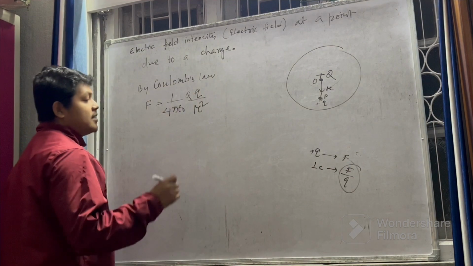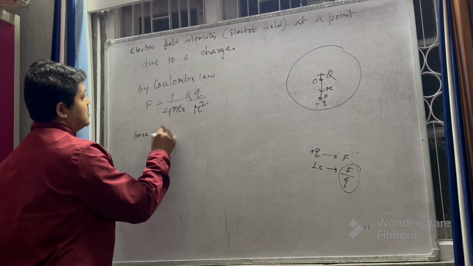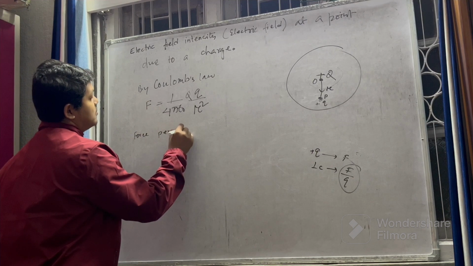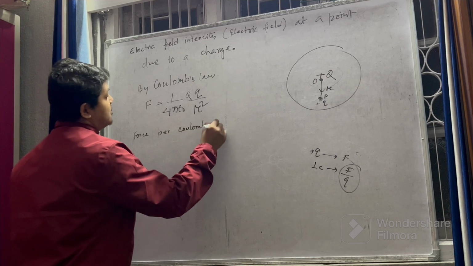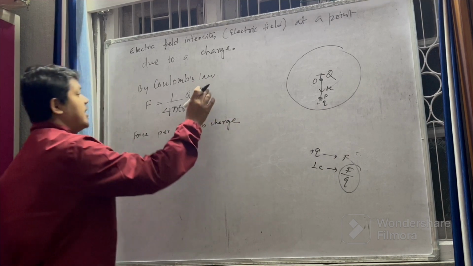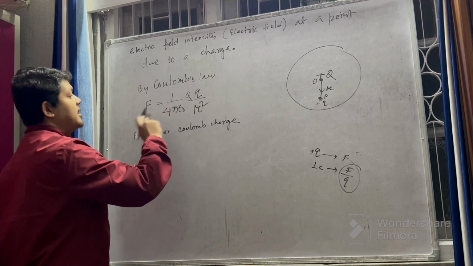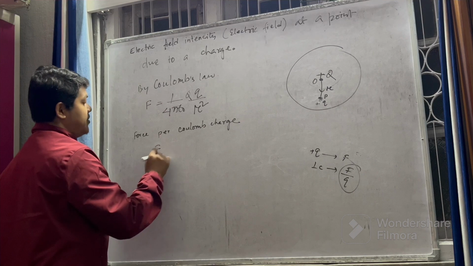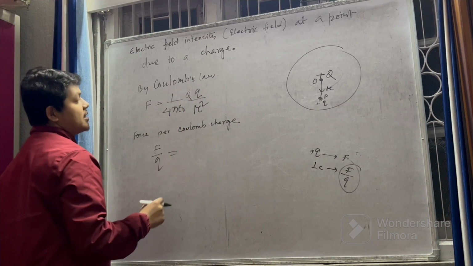So in order to find the force per coulomb charge, let us divide this equation by q on both sides. F divided by q. If you divide this by small q, q will cancel.